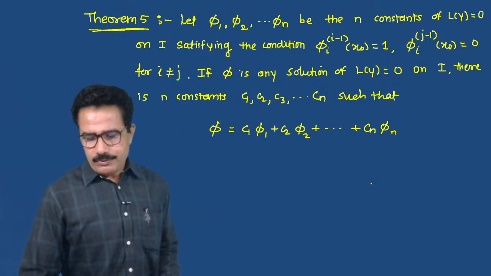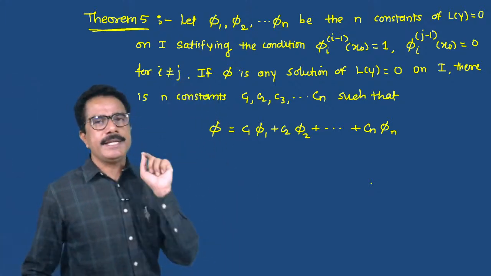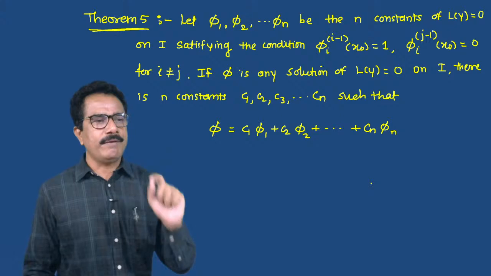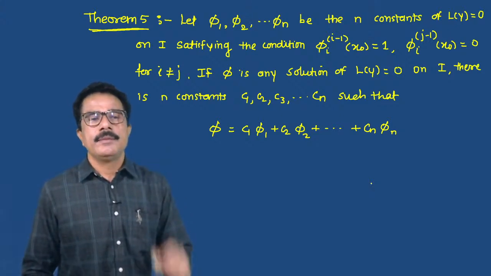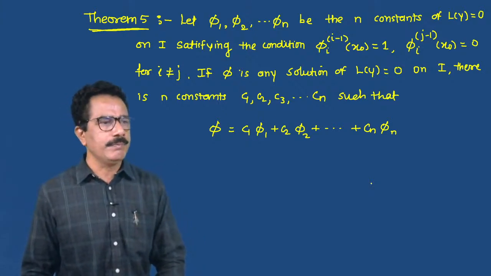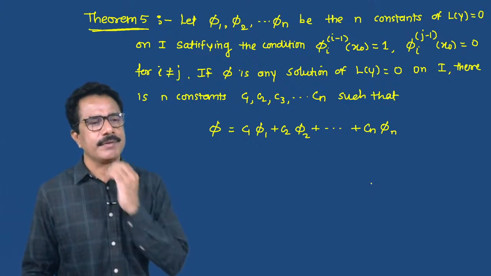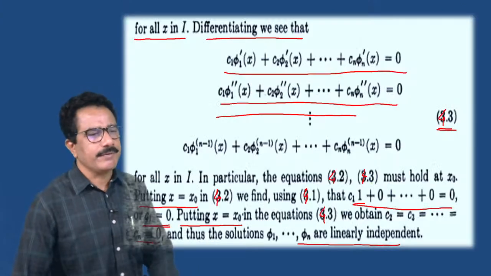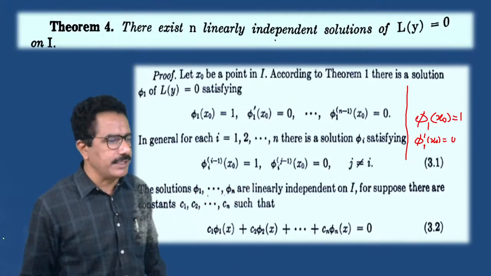Okay, now next we shall discuss the theorem number 5. Let phi 1 comma phi 2 comma phi 3 dot dot dot phi n be the n solutions of L of y is equals to 0 on I, satisfying the condition, same condition, see this, satisfying the general condition according to the theorem.